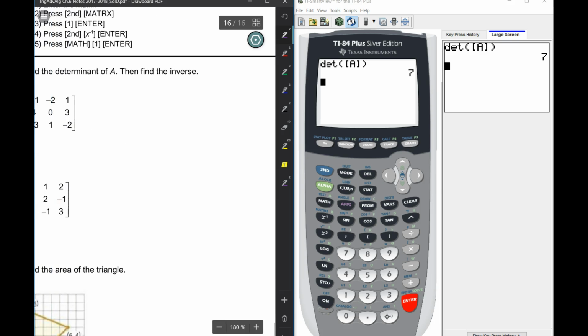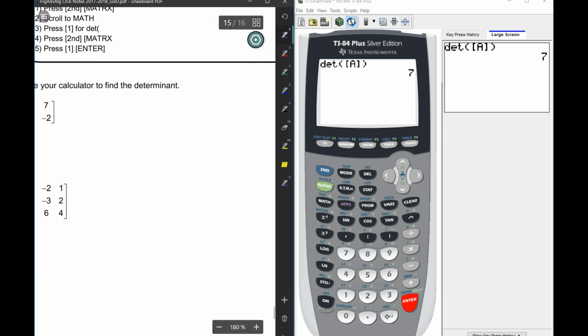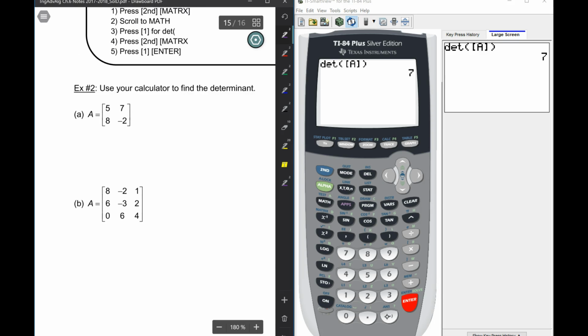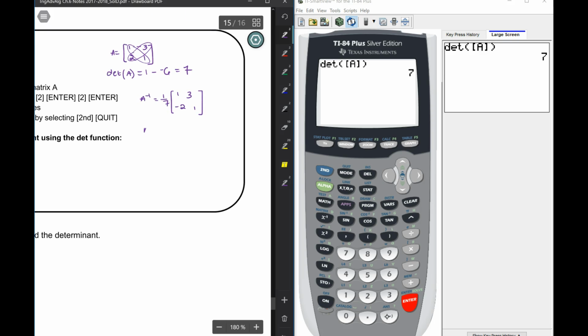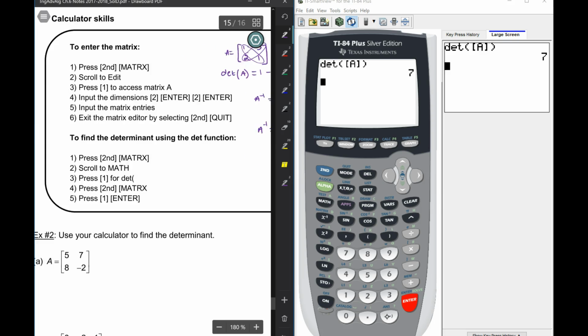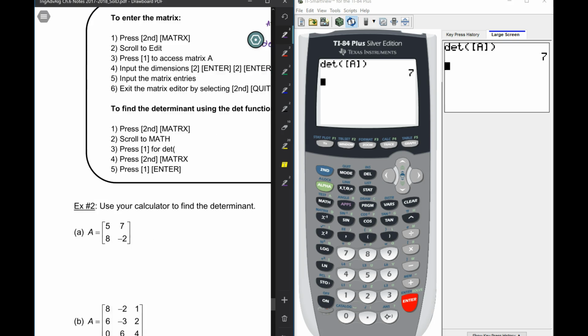So, oh, you know what? Let's do the inverse later. Well, let's just finish this one. What's the inverse going to be? 1 over 7, 3 over 7, negative 2 over 7, 1 over 7. All right, that's the inverse, but we'll check later. All right, let's use the calculator to find determinant here.